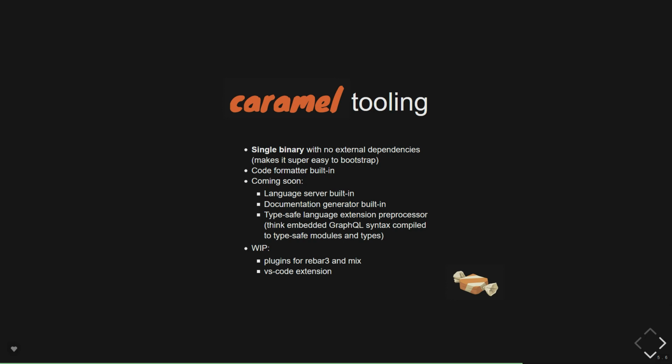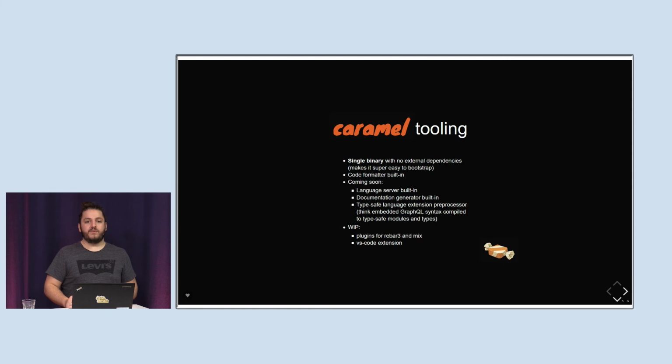Done. And some things that we're working on right now is a built-in language server. So there's not another thing that you have to download and figure out if it's the right version for the right compiler. No, it comes packed in. You go Caramel LSP, and that starts the server. You're done. We're working on including a documentation generator, so you can say Caramel compile, and that will actually compile your documentation as well if you tell it to. And the last thing that we're looking into is including in the Caramel tool the preprocessor, the thing that will let you embed GraphQL syntax inside of an OCaml module, and generate type-safe OCaml code from that GraphQL syntax.